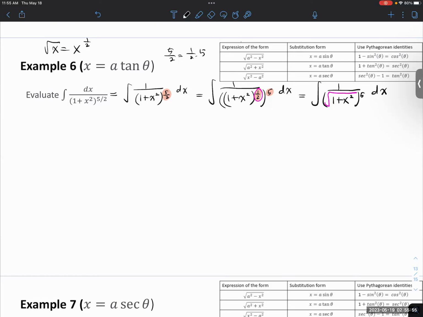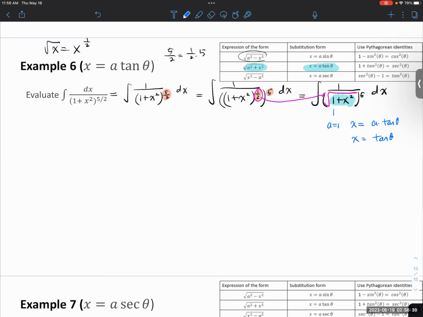The reason why I didn't cancel is because we need to have a radical to correspond to one of the forms. So this is the squared power, watch that. This is the radical, right? So we keep the squared power inside and the 5th power outside. Keep it. Now let's look at the format. This format, 1 plus x squared, matches the second form. So in here, a squared is 1 times 1, so a is 1. And then x is going to be a times tangent theta. So x is going to be 1 times tangent theta, just tangent theta. So we have this information.